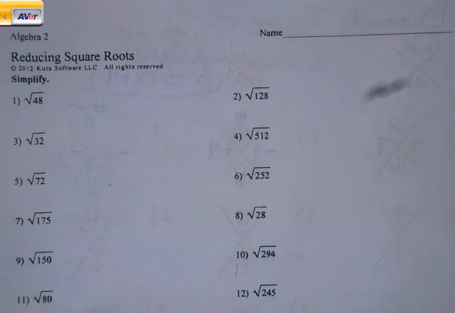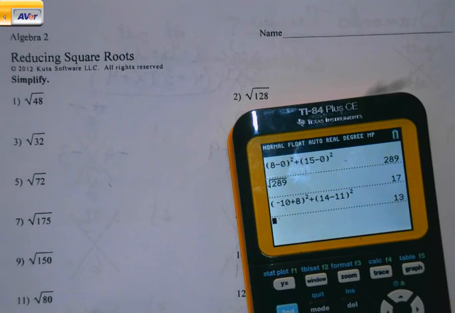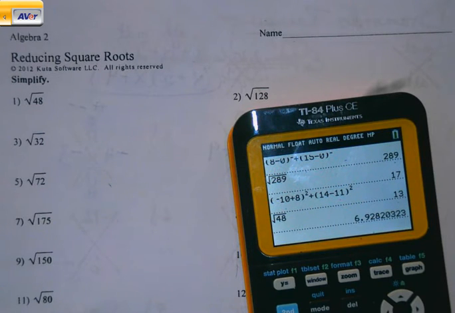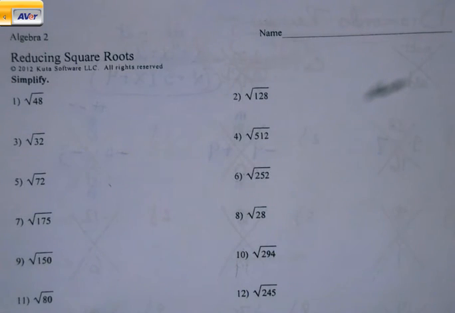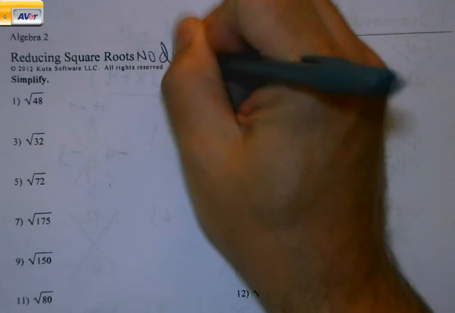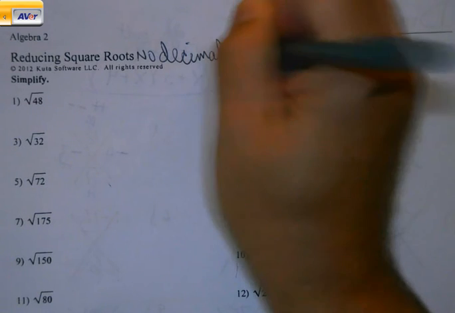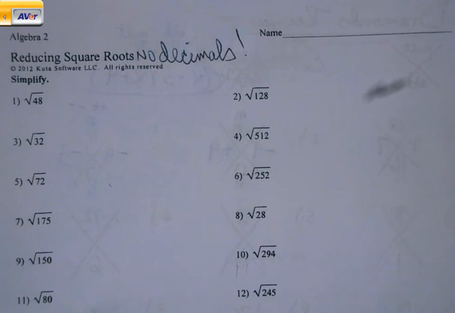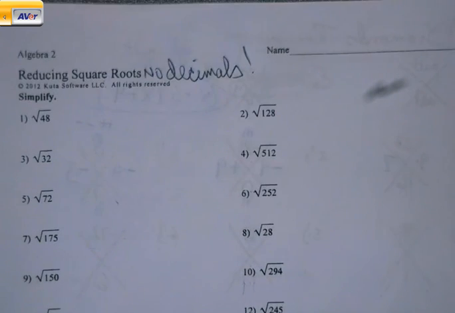Now, here's what we're not going to do. When we're reducing square roots, if it were as simple as grabbing a calculator and going, okay, so square root of 48, and writing 6.93 or 6.9, we wouldn't need to do this, but that's not what we're going to do. No decimals. You're like, okay, well, what am I going to do then? Well, what we're going to do is we're going to break these radicals down like we're supposed to mathematically.